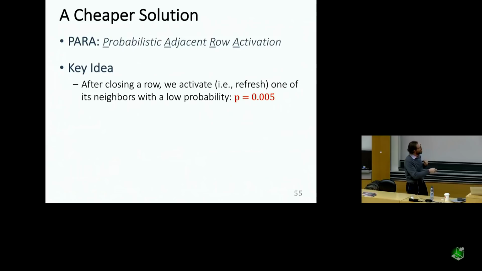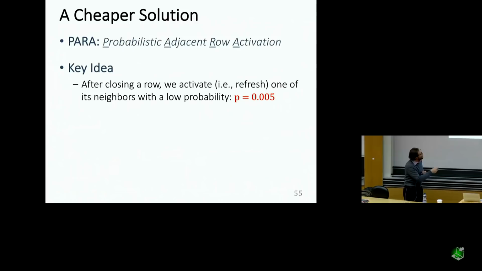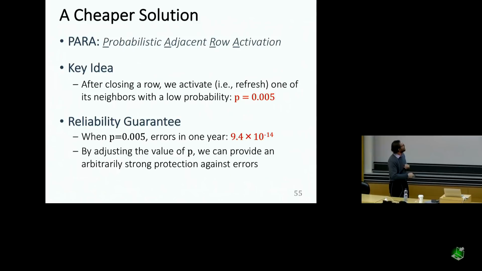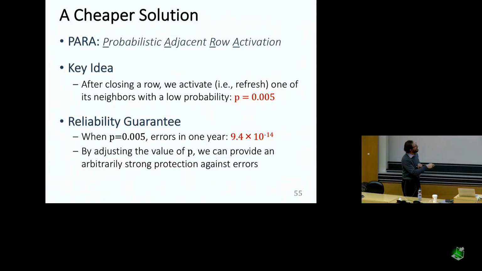But of course, you could adjust the probability. So if it turns out if you do this, you refresh one of the neighbors with a low probability, you get a really, really good reliability guarantee. You get rid of most of the errors. And your guarantee is much better than hard disks. So you can actually close the vulnerability by being probabilistic. OK. And you can adjust the value of P, this probability, to provide arbitrarily strong protection against the errors.